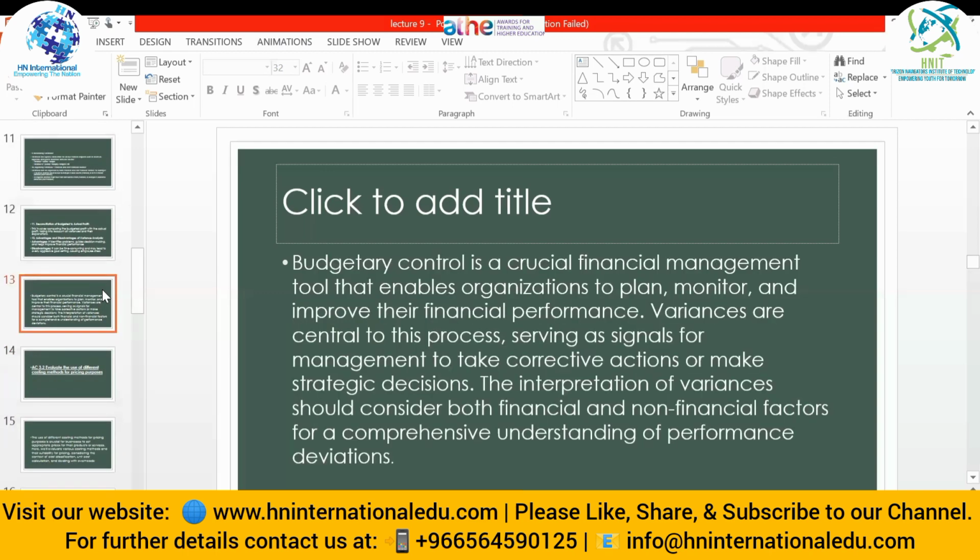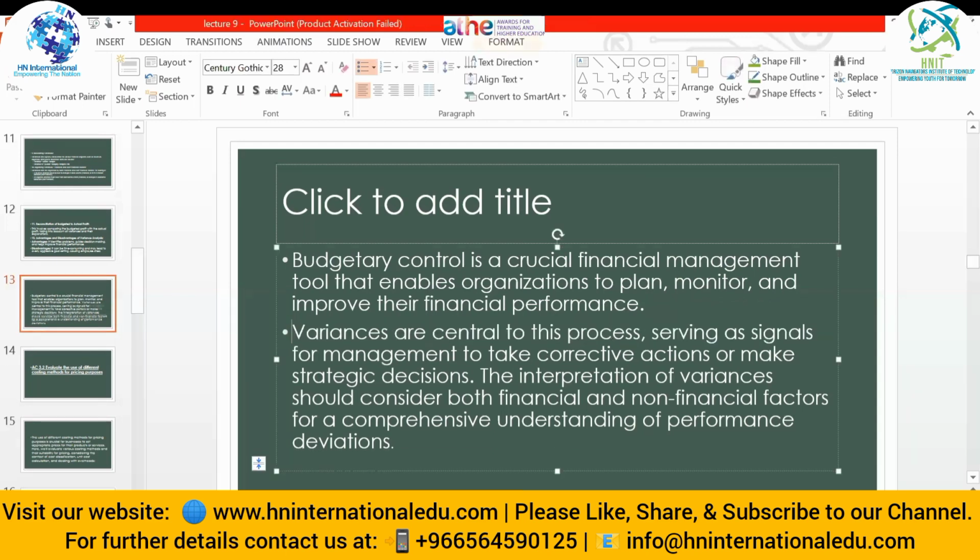No worries. And this is the conclusion part of your assessment criteria 3.1. It says budgetary control is a crucial financial management tool that enables organizations to plan, monitor, and improve their financial performance. Now, the variances are central to this process. In this AC 3.1, we discussed variance analysis plus budgetary control. Both were discussed side by side, and they are central to this process, serving as signals for the management to take corrective actions or make strategic decisions.